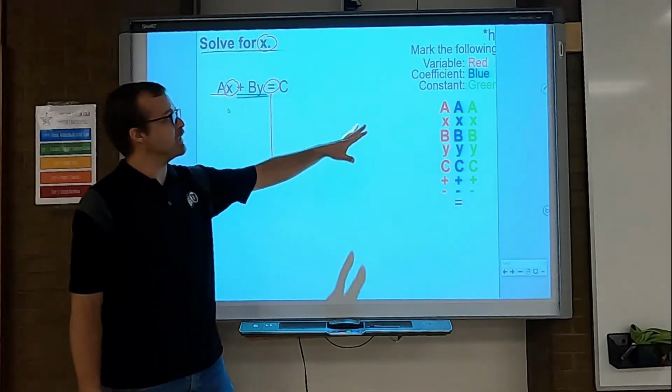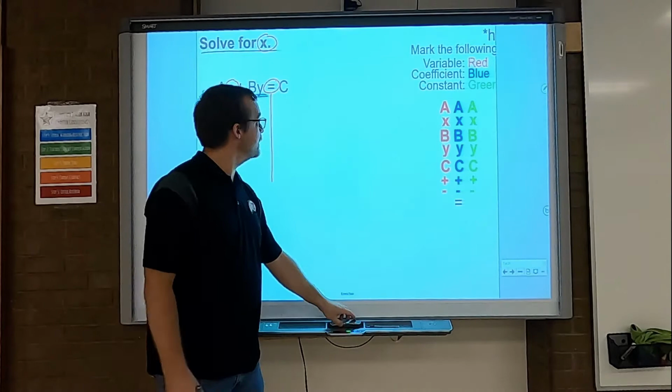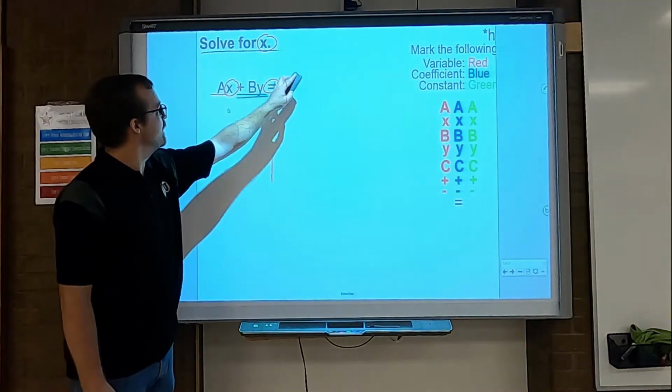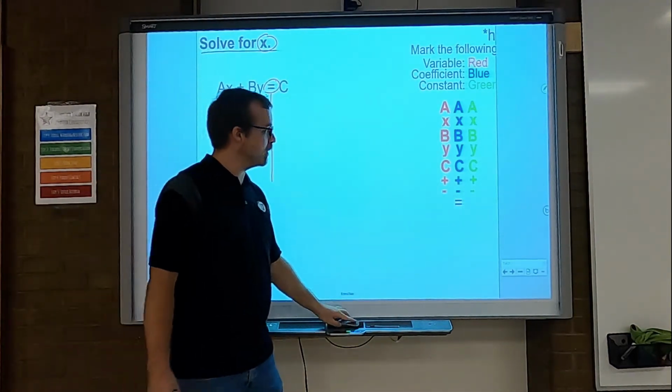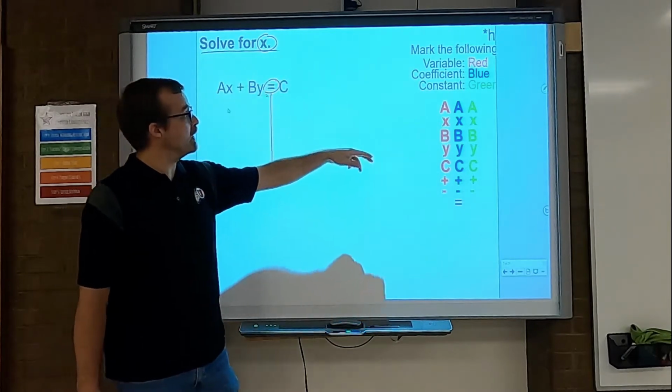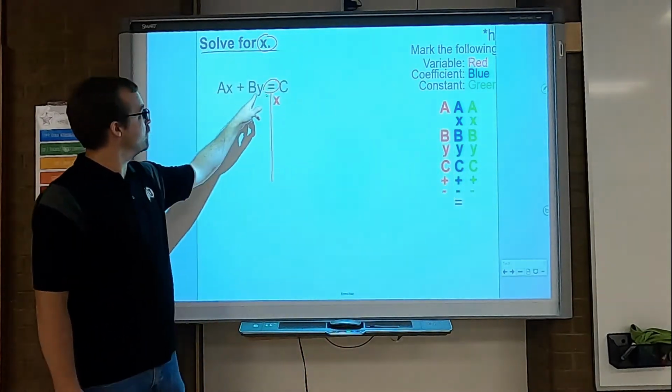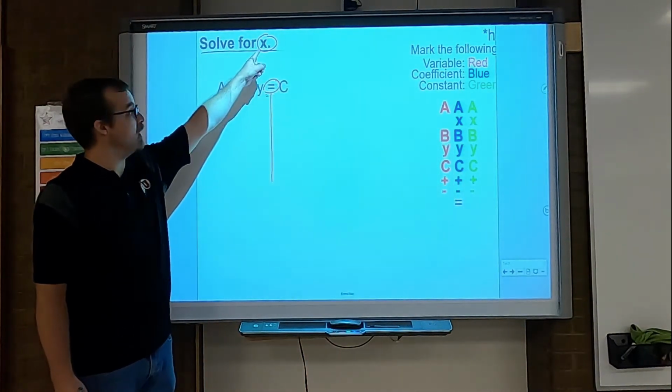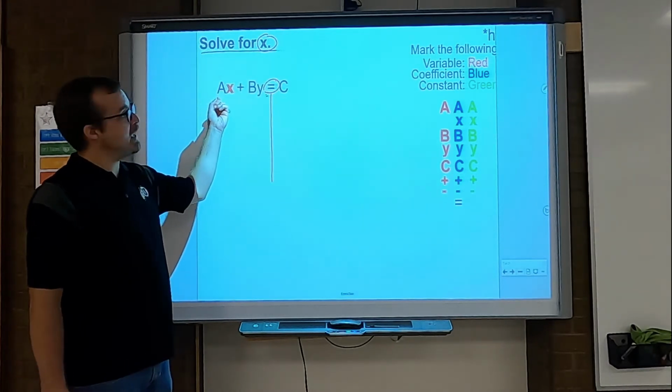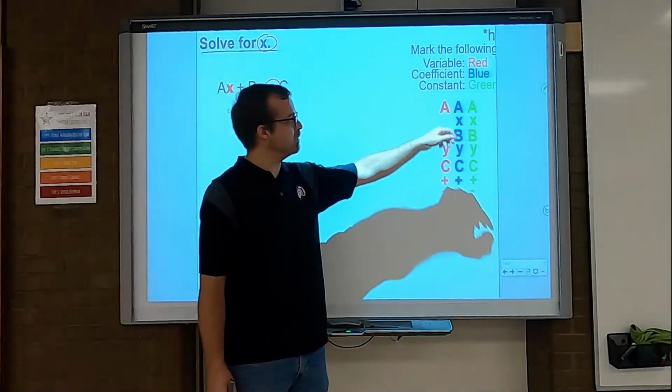Now we have all this over here to identify as well. So I'm going to do that. That's how you guys would go about this. I'm going to identify it, make sure that we're following along. So we have red is our variable. We said that x was our variable. I'm going to go back through that. That's what we're solving for. We said that a is our coefficient, so I'm going to mark it in blue.